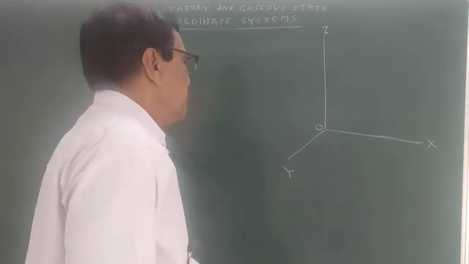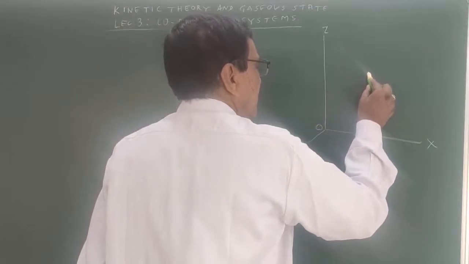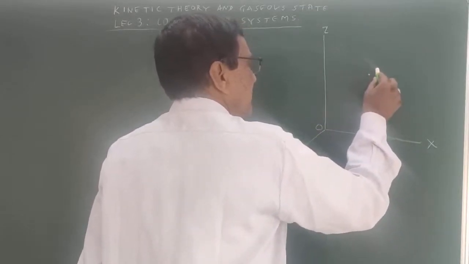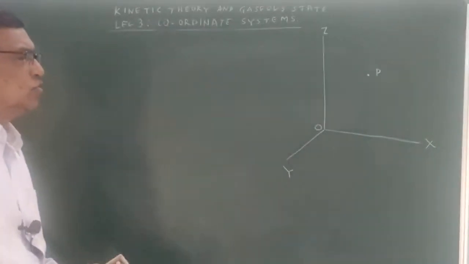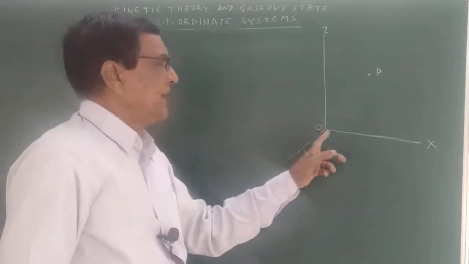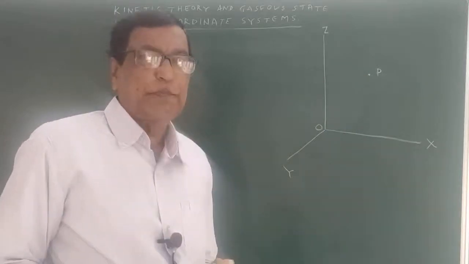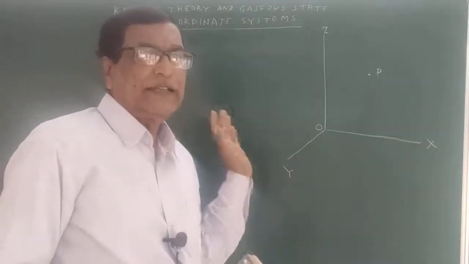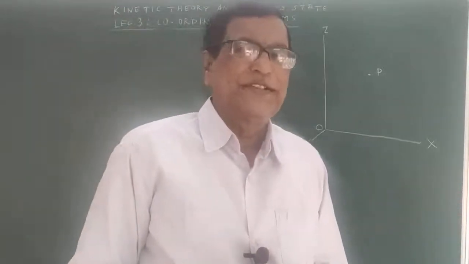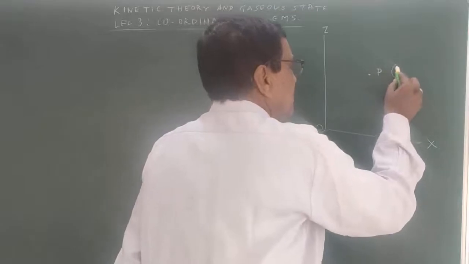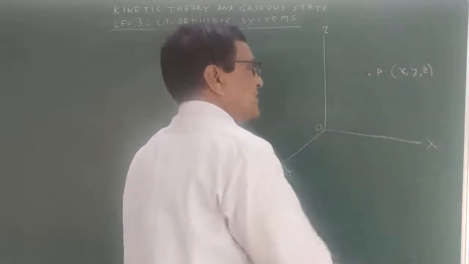And suppose there is a point here, and this point is represented as P. So in order to locate the position of this point in three-dimensional space, we require either to express it in Cartesian coordinates or in polar coordinates. Suppose in the Cartesian coordinates, x, y, z are the coordinates.